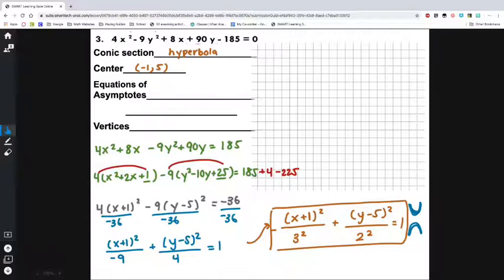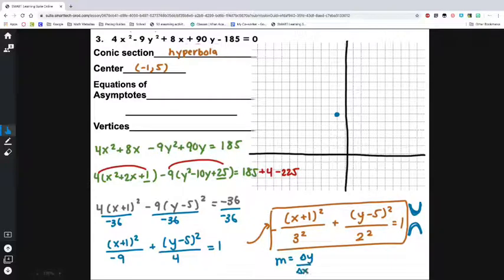Okay, let's start though with the center, always helpful. I'm going to plot the center here. What makes that the center? I'm going to draw the axes, -1 and then 5. Okay, and then the next thing we're going to do is graph the asymptotes, because the asymptotes are going to help us sketch the curve, essentially.